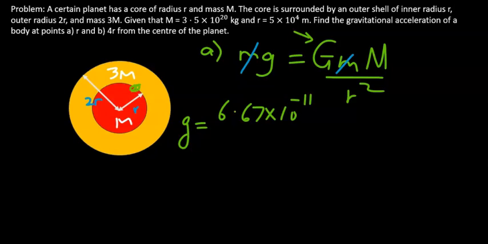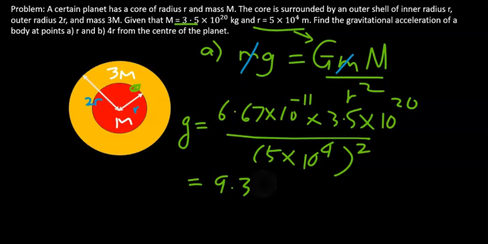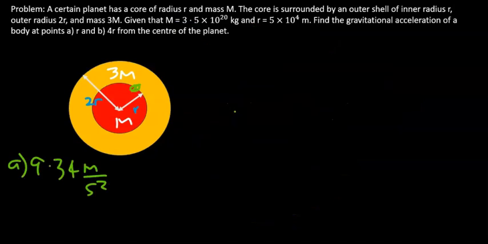Capital M is given by that expression, 3.5 times 10 to the power 20, over little r squared. Little r is given by that, so 5 times 10 to the power 4, squared. And that will be 9.34 meter per second squared. And that's the answer for part A. Now let's do part B.